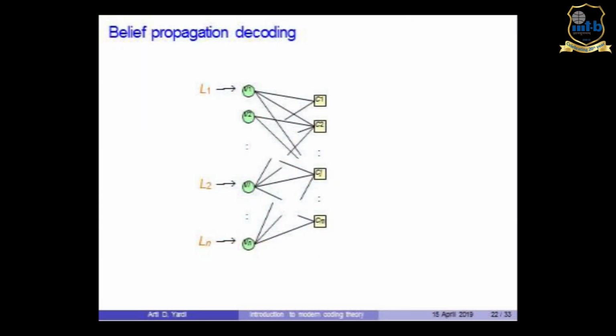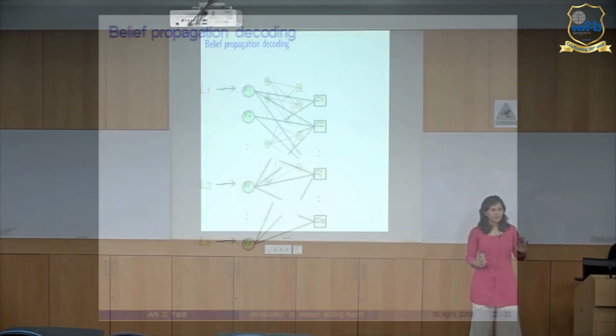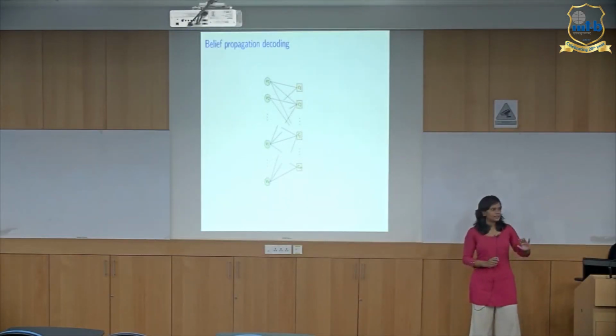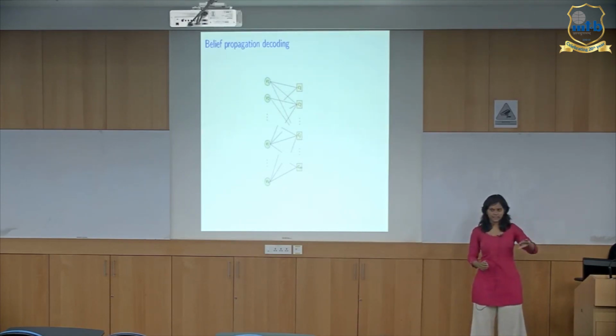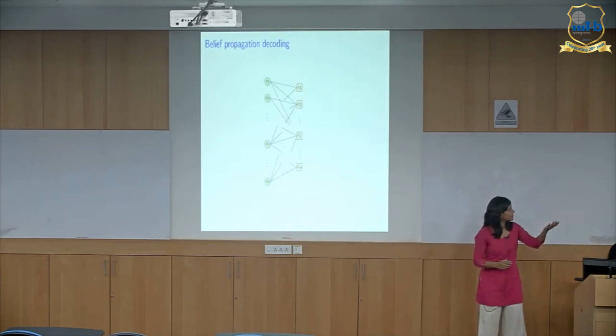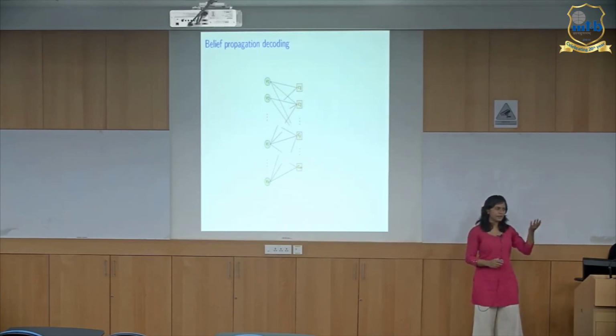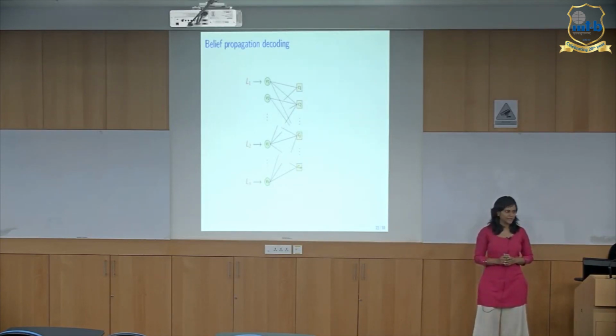I'll quickly recall a few basic concepts about belief propagation, or BP decoding. BP decoding is an iterative message passing algorithm, meaning in one iteration, we pass messages from variable nodes to check nodes along the edges, and we pass similar messages from check nodes to variable nodes along the edges. Now, suppose L1 to Ln are some initial messages that are available at the variable nodes. These messages come from the channel.